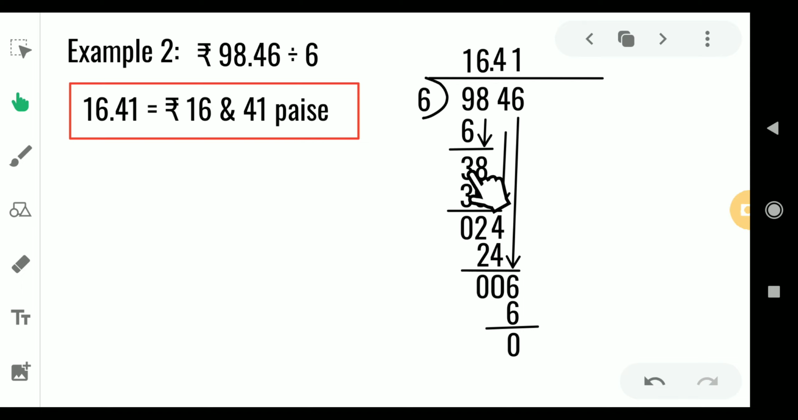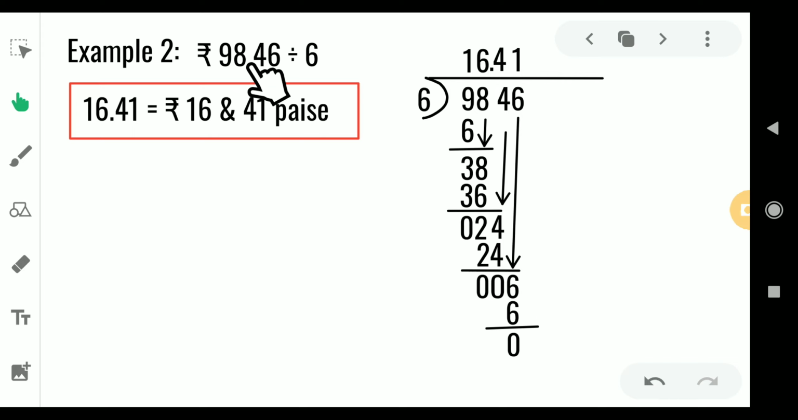We begin with 6 times 1 is 6, 9 minus 6 is 3, and we take this 8 down and we got the new number as 38. 6 times 6 will be 36, and when you subtract 36 from 38, the remainder will be 2, and we take this 4 down, we got the new number as 24. 6 times 4 will be 24, and when you subtract 24 from 24, your remainder will be 0, and we take this 6 down, and finally 6 times 1 will be 6. 6 minus 6 will be 0.